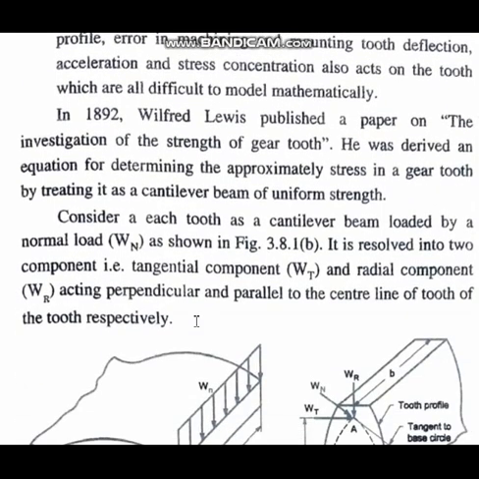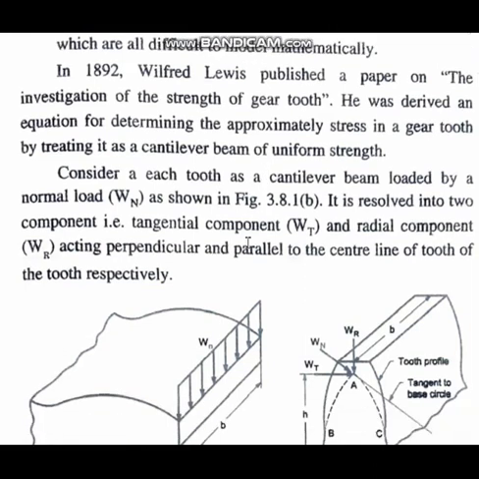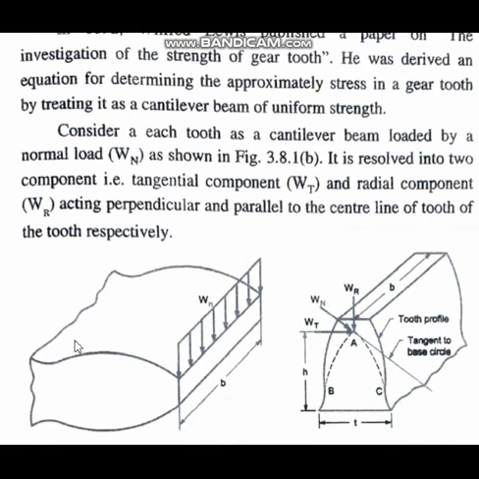But in the year 1892, Wilfred Lewis published a research paper titled The Investigation of the Strength of Gear Tooth. He derived an equation for determining approximately the stress in a gear tooth, considering it to be a cantilever beam of uniform strength. You see in this figure, this is one tooth he has taken of the gear.